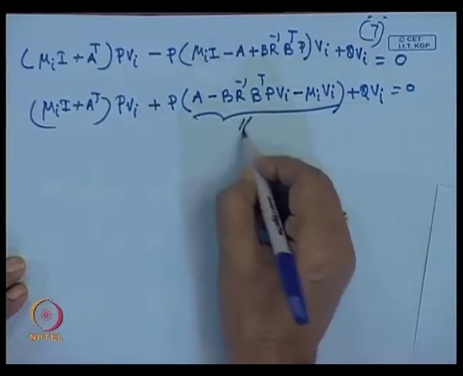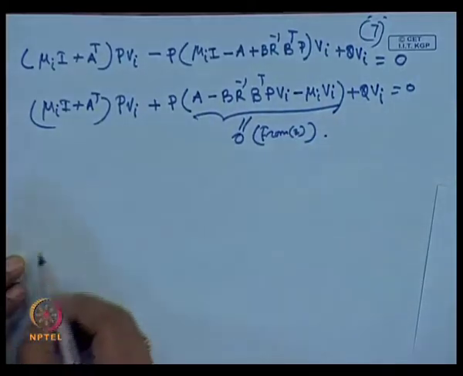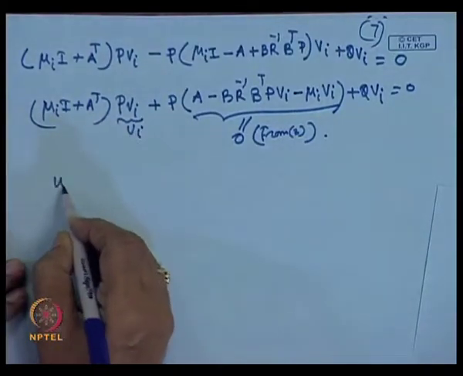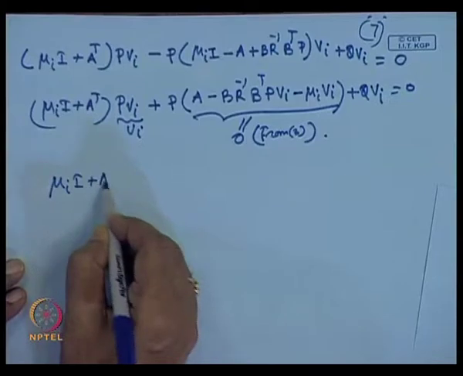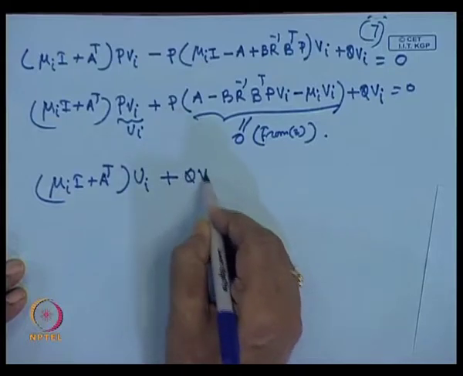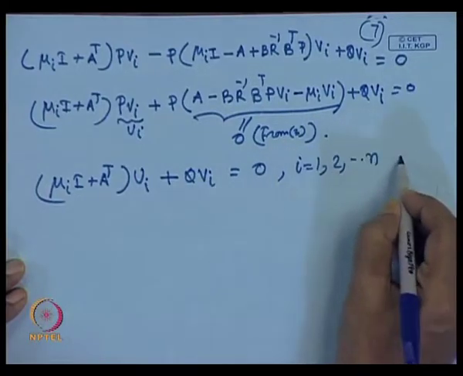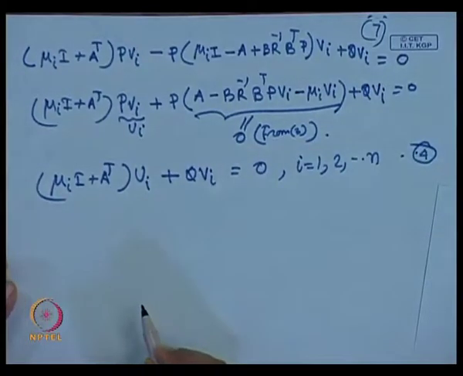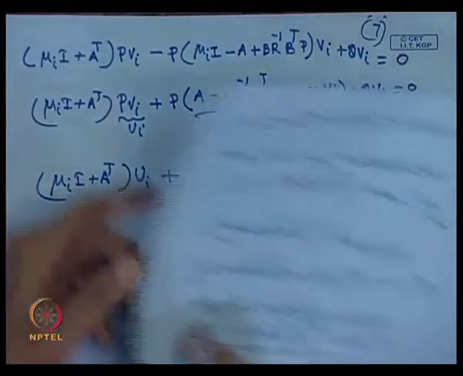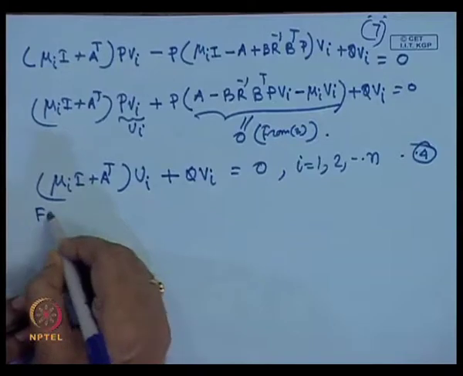So, this quantity is 0 from equation 3. So, you got it, this is nothing but U I. So, you got mu I plus A transpose U I plus Q V I is equal to 0, and I is equal to 1, 2, up to n. So, let us call this equation number 4. Now, you just write from equation 3 and 4.